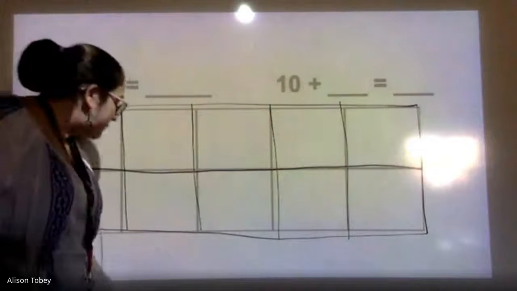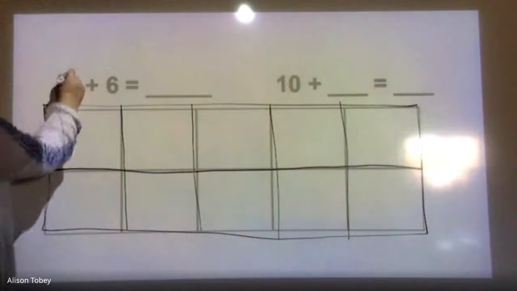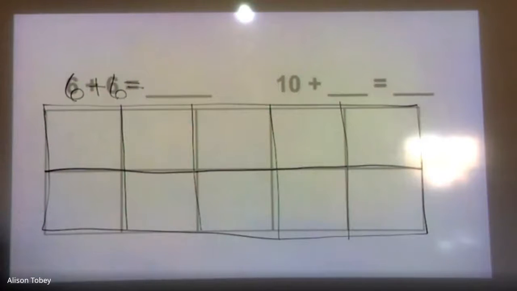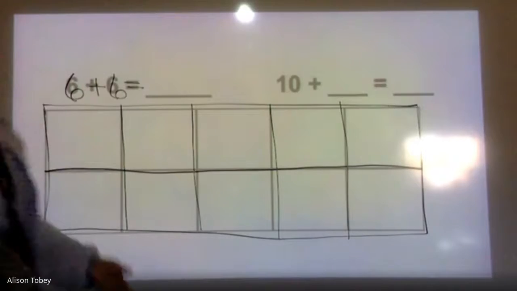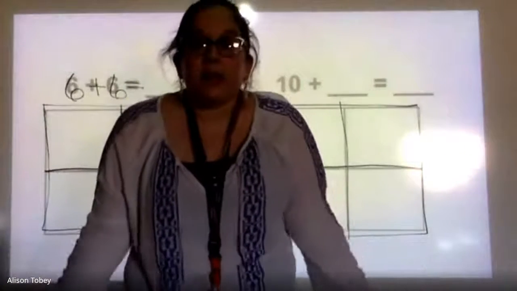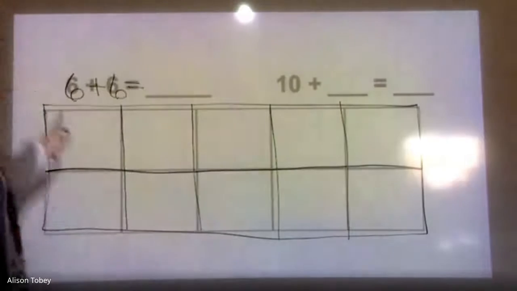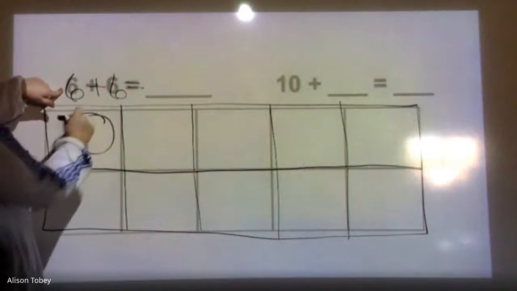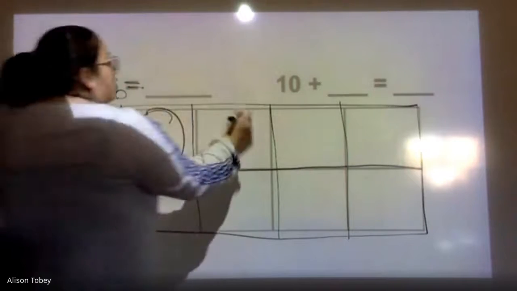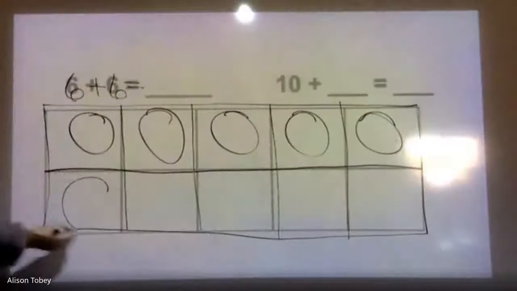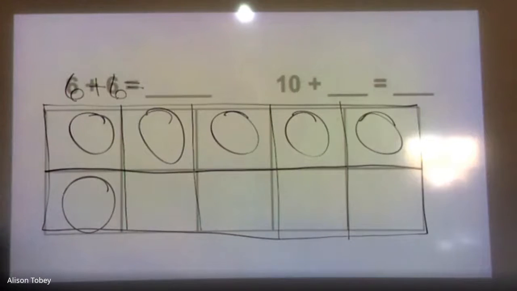Okay, now I want you to write 6 plus 6 equals. Normally I say pick the bigger number, right? But this is a doubles. We don't have a bigger number, do we? So we're going to start with 6. Draw 6 circles in your 10 frame. 1, 2, 3, 4, 5, 6.